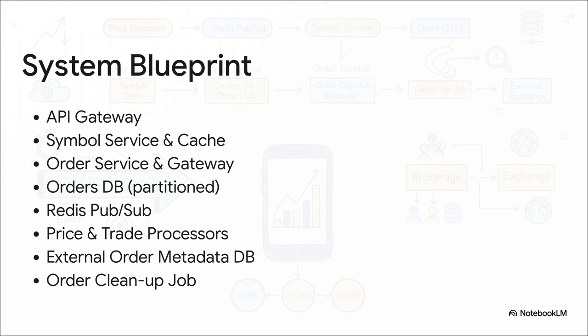Then there's the order service. That's the real brains of the operation. Notice how the orders database is partitioned by user ID? That's a neat trick to make looking up someone's order history super fast. And of course, there's our heroic little order cleanup job, always working in the background to keep things consistent. Every single piece has its own specific job to do.